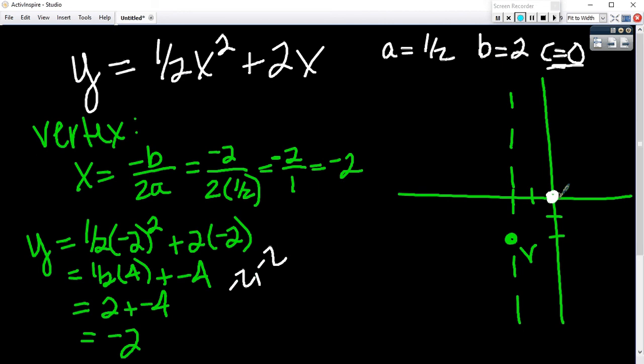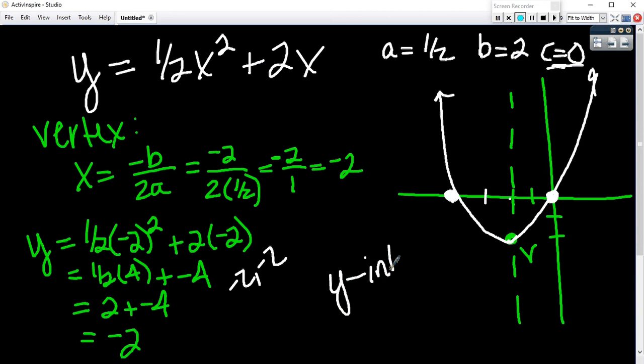Now what? Reflect. Okay, 1, 2. 1, 2. Now connect the dots. Why did we put a point on 0 again? Because the y-intercept was 0, because that's your C. So that was easy to use for the easy point.